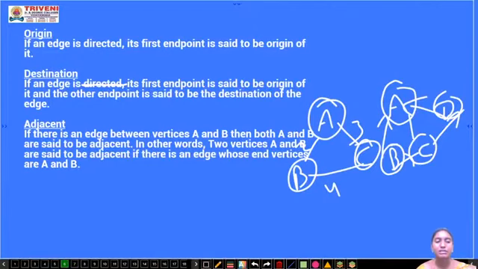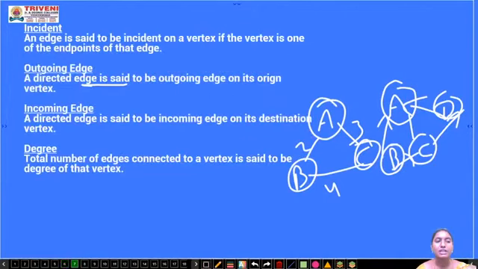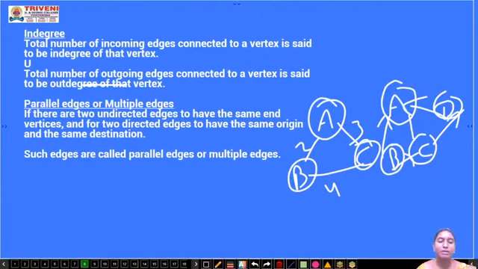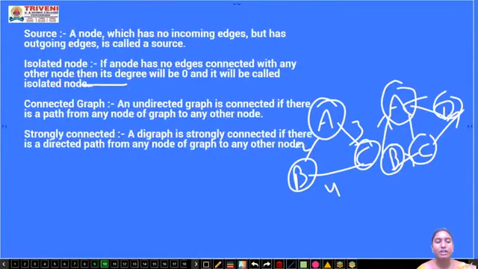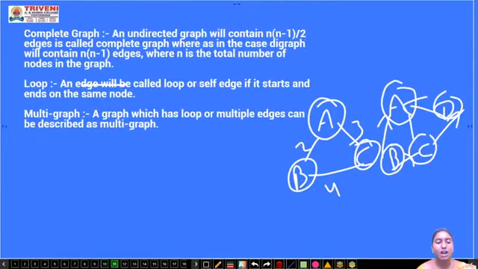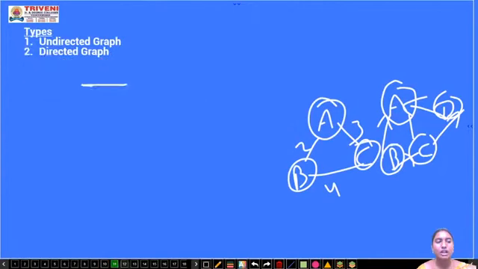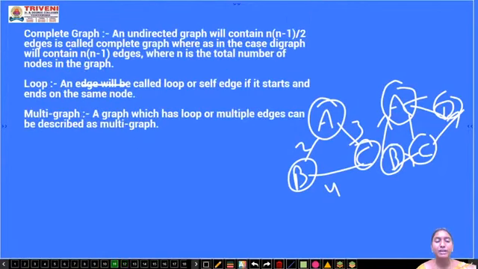Adjacent: if there is an edge between vertices A and B, both A and B are said to be adjacent. And then incident: an edge is said to be incident on a vertex if the vertex is one end point of the edge. Outgoing edge: a directed edge is said to be an outgoing edge of its origin vertex. And next, degree, how many edges are connected to a vertex. These are the definitions of the different graph terminologies: source, isolated node, and these are the different types of nodes. And loop: an edge is called a loop or self-edge if it starts and ends at the same node. Multigraph: a graph which has a loop or multiple edges is described as a multigraph.